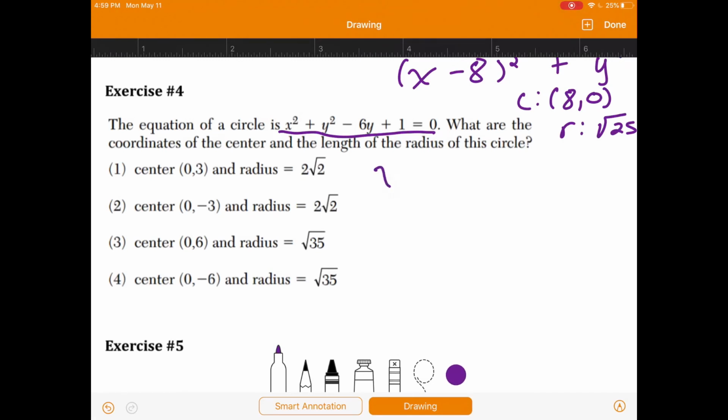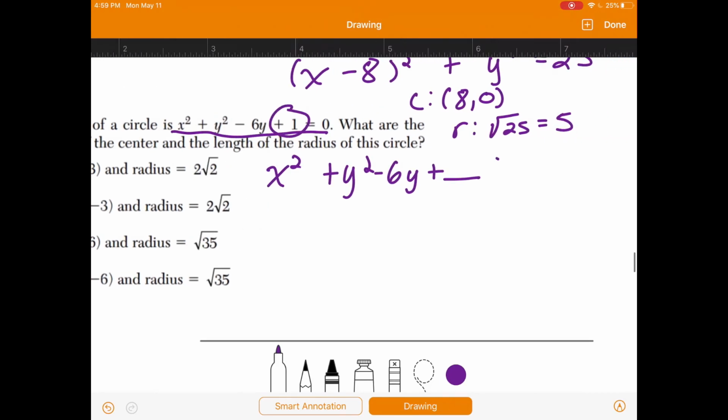So we're going to put everything where it belongs. So we've got the x's together, which there's just the one x, so you can just leave that by itself. And then the y's, we've got y squared minus 6y plus blank, and you put the 1 on the other side. So we subtract it, minus 1 gives us minus 1 over here. And then we're going to put in our blank because we have a blank here.